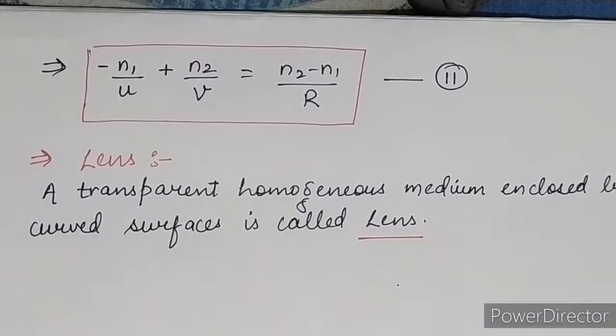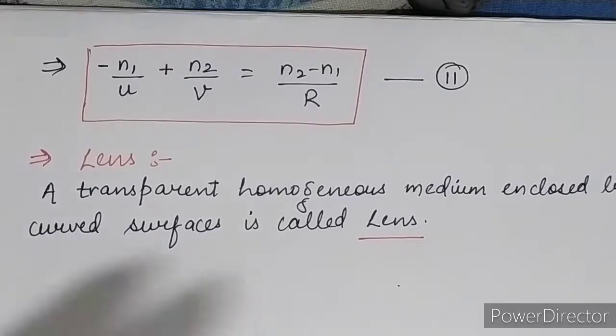Okay, clear? We can even say that of the two curved surfaces that we have taken, one can be a plane surface, and the curved surface may be spherical, cylindrical, parabolic, any kind of surface we can take, but in our 12th standard syllabus we only have a spherical surface. The surface on which the light enters first is the first face, and the other one is the second face.